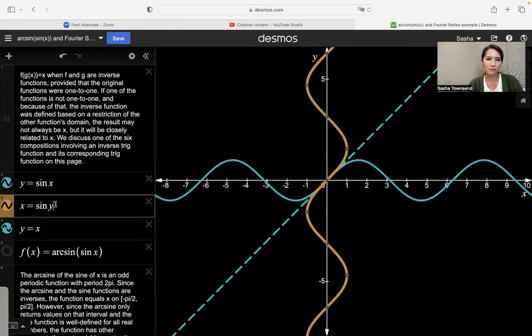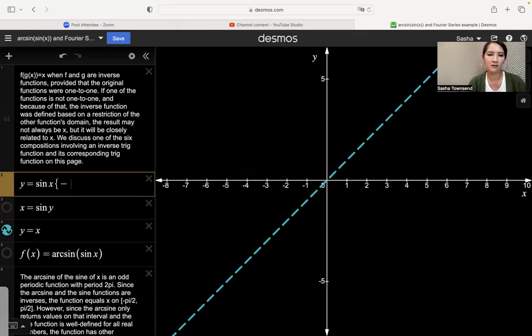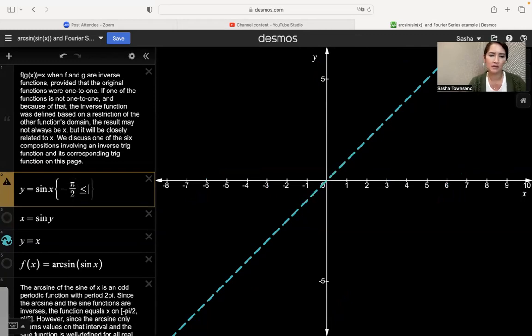But when we compute the inverse functions, we always take a restriction. We always choose to restrict ourselves to the interval from negative pi over 2 to positive pi over 2. I said pi over 2 to pi at first, but I don't know why I said that. That's not right.